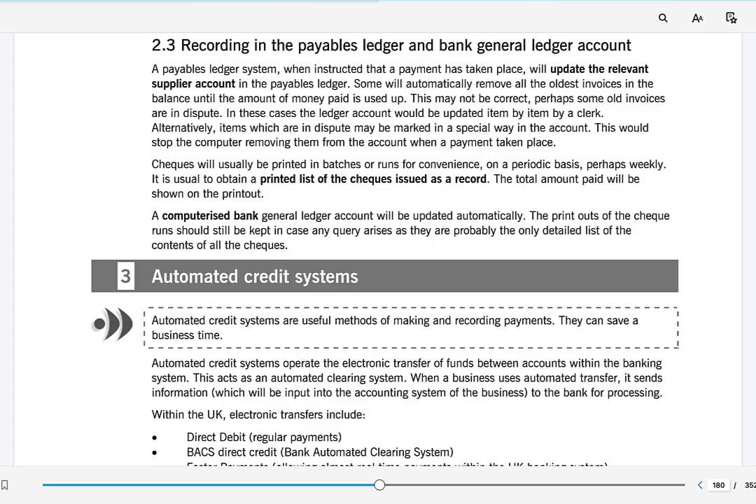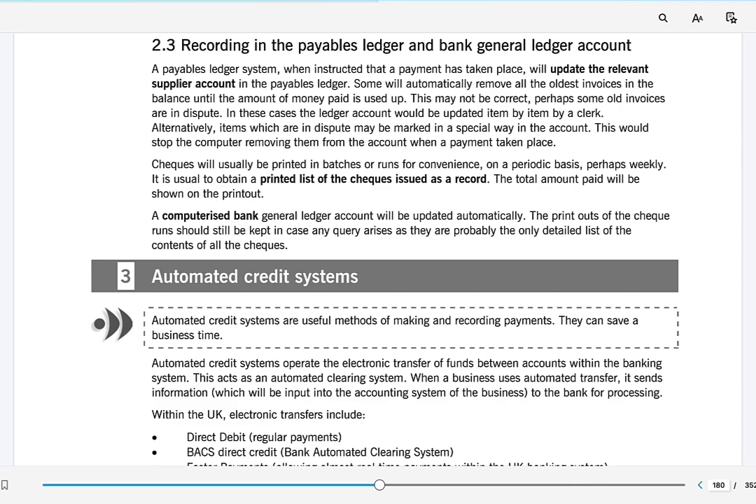Now let's move to the bank side again, because the lesson also talks about records in the bank account. Recording in the bank general ledger account. When the payment is recorded, the bank general ledger account is updated automatically. But there is something else important here. Payments are often made in batches, meaning a company does not make one payment only. They make many payments during the day or during the week. So a payable system may issue many checks one after another. For example, check 1, $600. Check 2, $1,200. Check 3, $400.